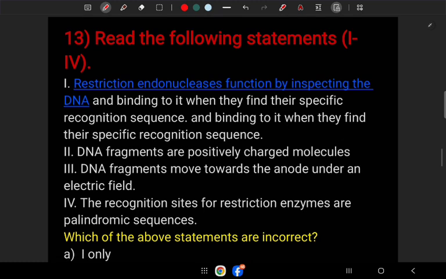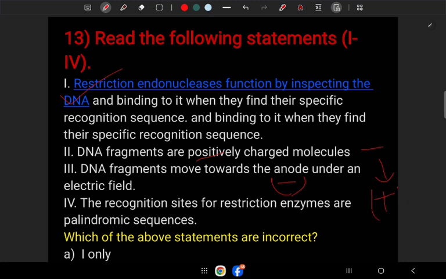Next question. Read the following statements 1 to 4. Restriction endonucleases function by inspecting the DNA and binding to it when they find their specific recognition sequence. This option is correct. DNA fragments are positively charged. DNA fragments are negatively charged. DNA fragments move towards the anode. Anode means positive. So DNA is negative, so it moves from negative to positive in agarose gel.